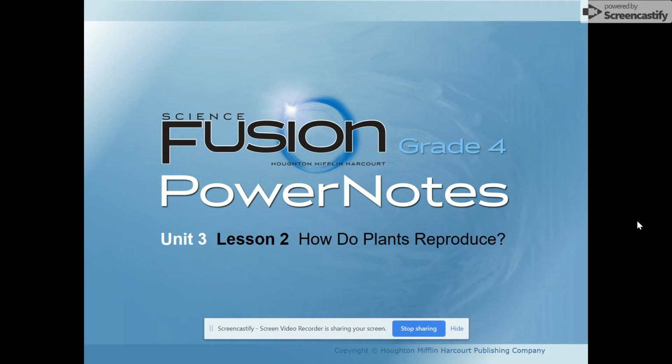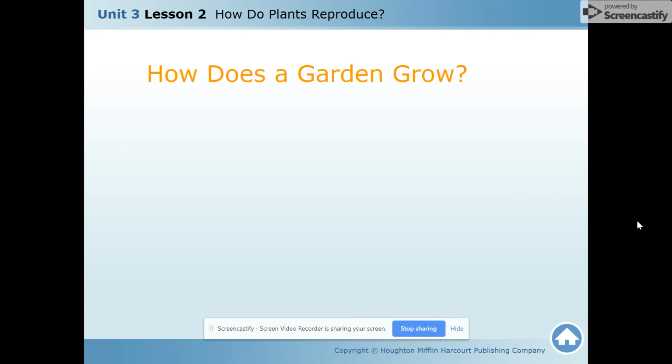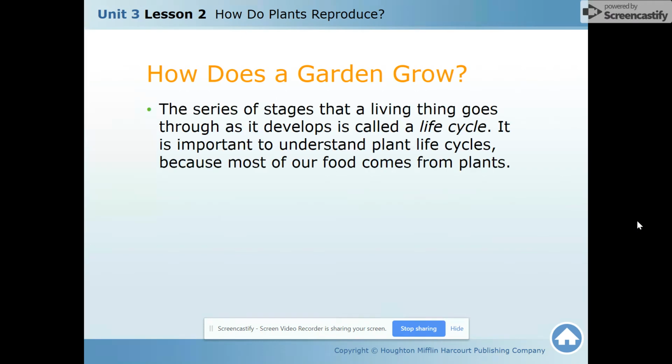Hey everyone, this is lesson 2, How do plants reproduce? How does a garden grow? The series of stages that a living thing goes through as it develops is called a life cycle. It is important to understand plant life cycles because most of our food comes from plants.